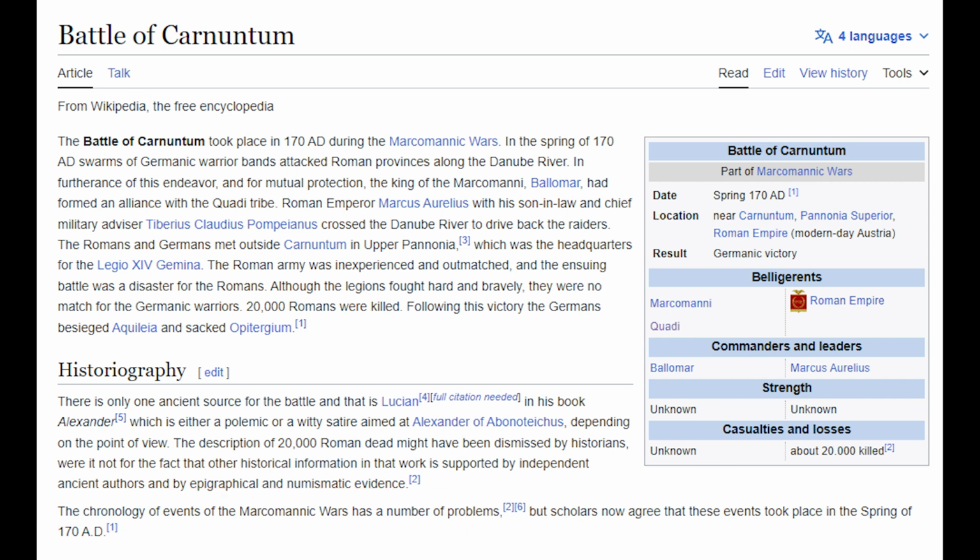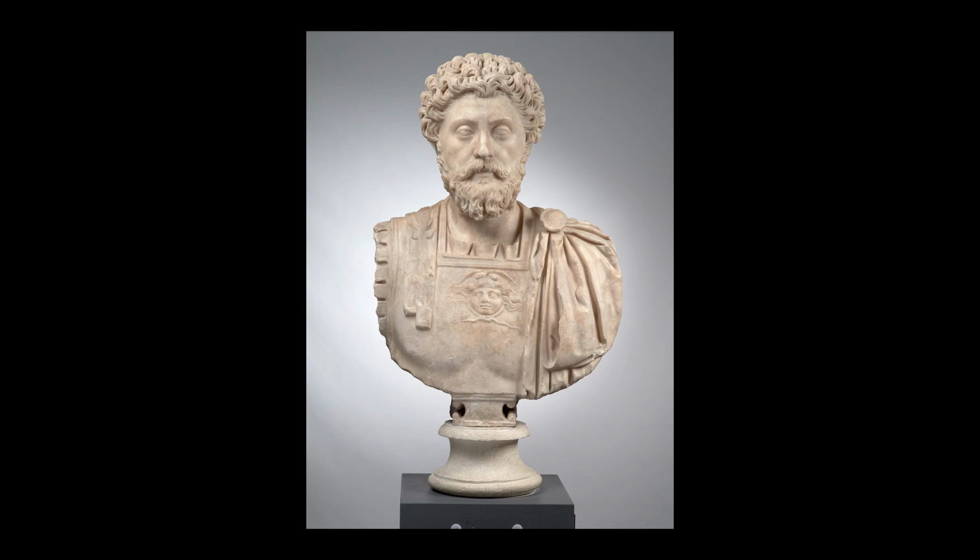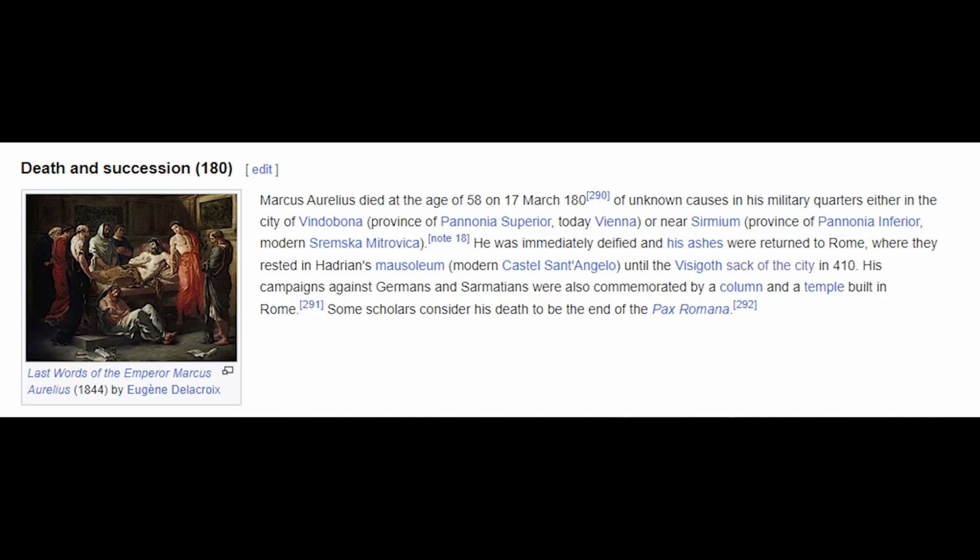Another interesting fact is that Marcus Aurelius also dies near Vienna during a campaign, officially due to an illness, but if you ask me, he died in battle. His death marks the beginning of the late Roman period.